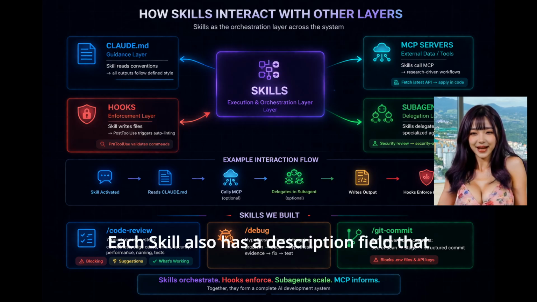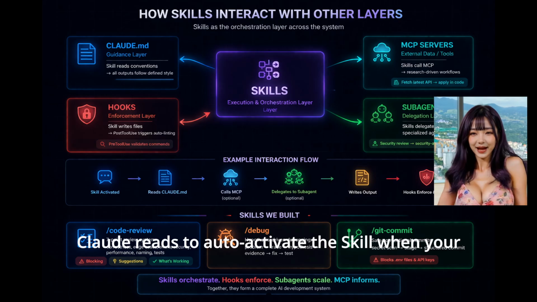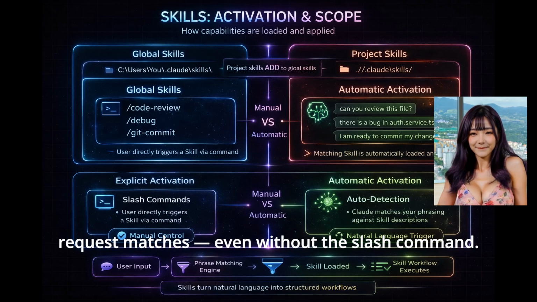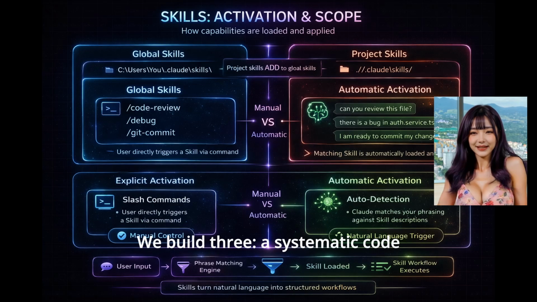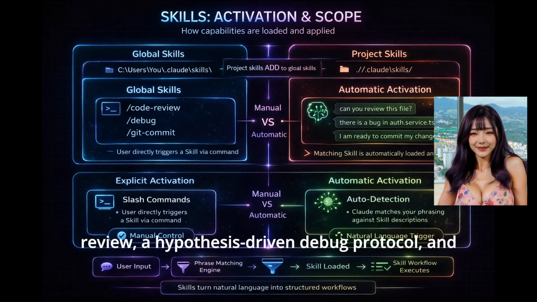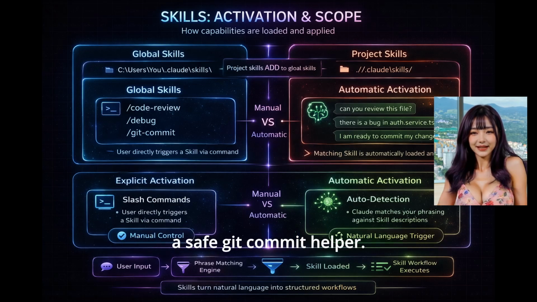Each skill also has a description field that Claude reads to auto-activate the skill when your request matches, even without the / command. We build 3, a systematic code review, a hypothesis-driven debug protocol, and a safe git commit helper. Every AI model has a context window limit.